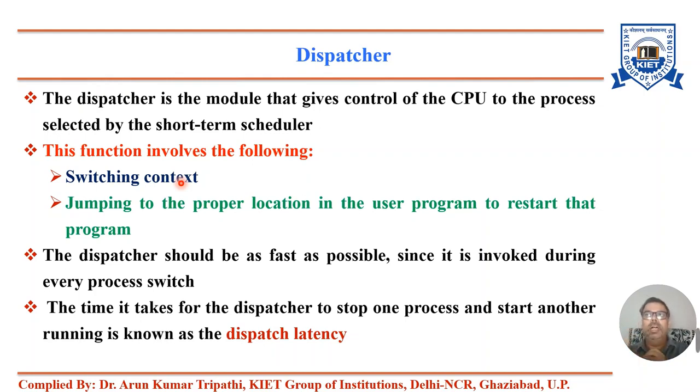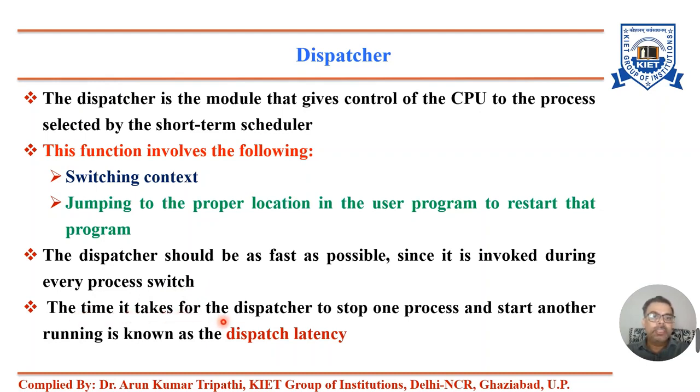it will save the information of that executing process, or we can say the PCB, to the main memory, and allow the registers to get free, and then load the new process PCB into the memory and its contents into the registers. So it jumps to the proper location in the user program to restart the program. The dispatcher should be as fast as possible, since it is invoked during every process switch.